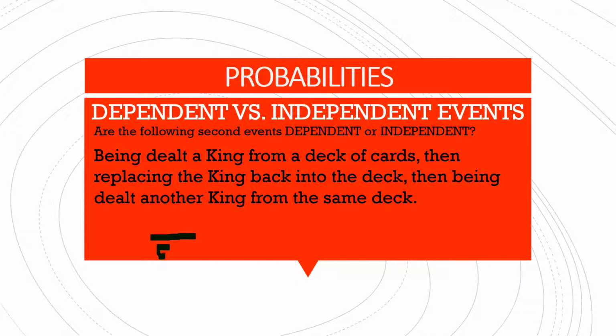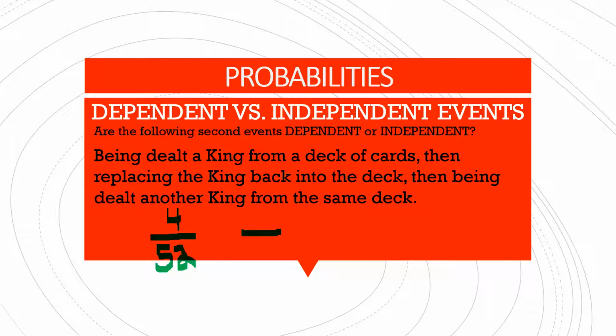There's 52 cards in a deck, and there are 4 kings possible in that deck, and you are dealt one of the kings. But you put the king back into the deck of cards, they shuffled him again, and then they dealt you another king from the same deck of cards.